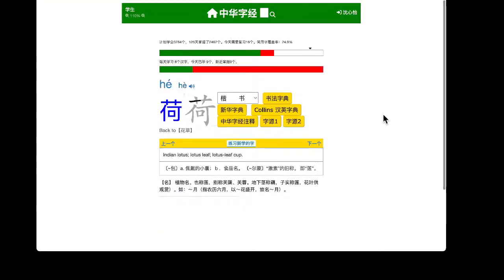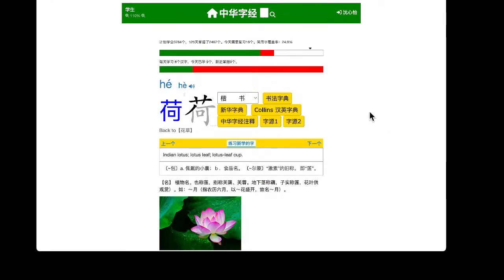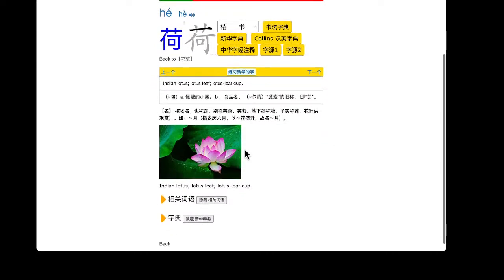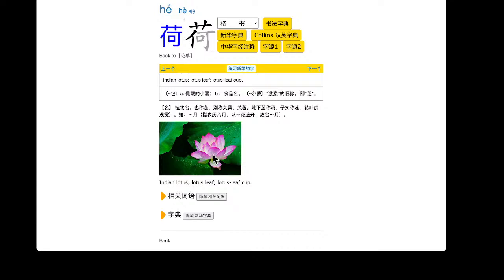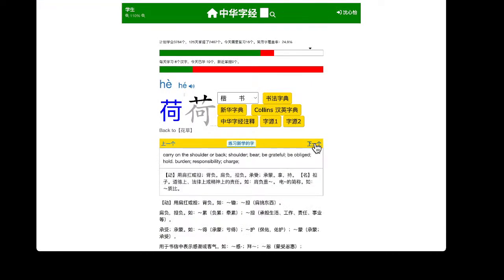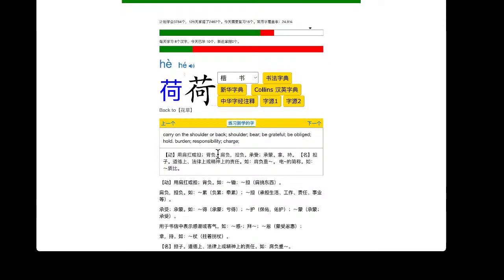Next one, 荷. 荷 is lotus leaf, lotus flowers, lotus cup. Okay, so basically this type of lotus grows in the water. Okay, called a 荷. Now this character has another pronunciation. It's 鹤. Now when you say 鹤, that's actually used as a verb, which means carry on the shoulder or back. It's called a 鹤. 鹤, carry on the shoulder or back.